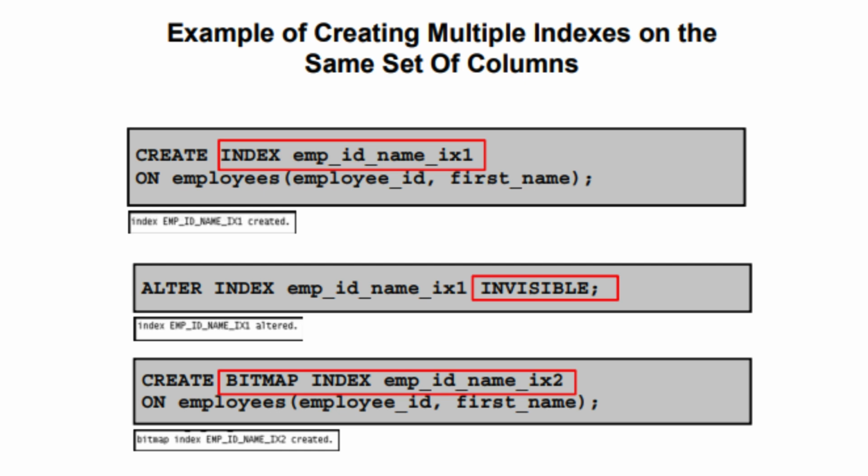The code example shows the creation of a B-tree index, emp_id_name_x1, on the employee_id and first_name column of the employees table in the HR schema. After the creation of the index, it is altered to make it invisible. Then a bitmap index is created on the employee_id and first_name column of the employees table in the HR schema. The bitmap index, emp_id_name_x2, is visible by default.